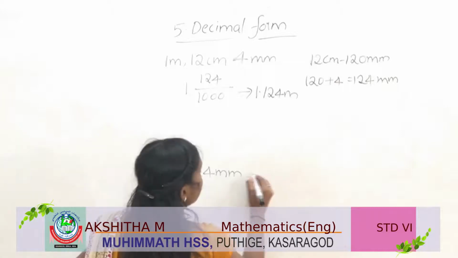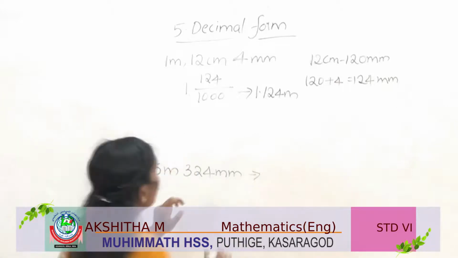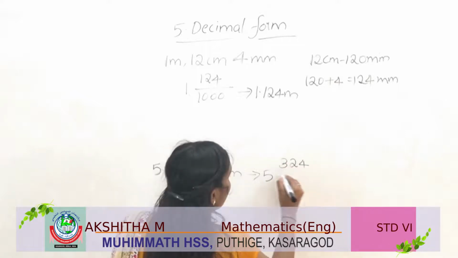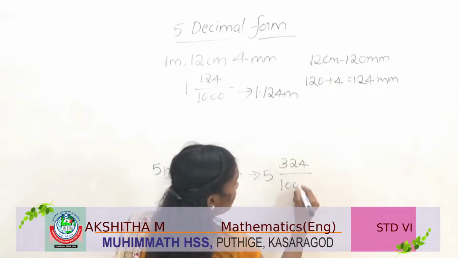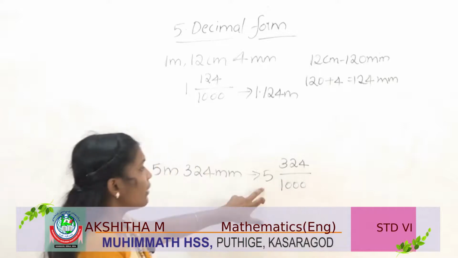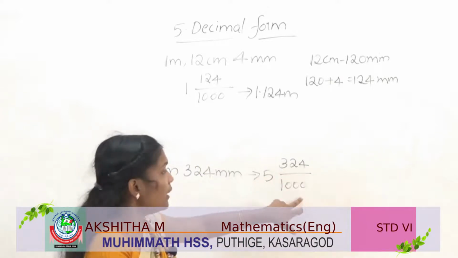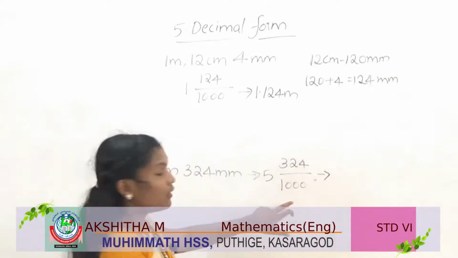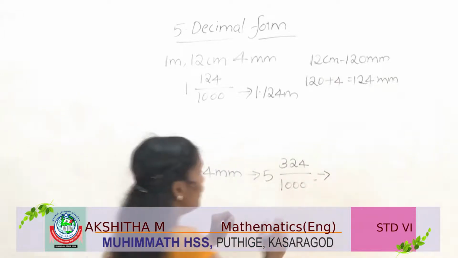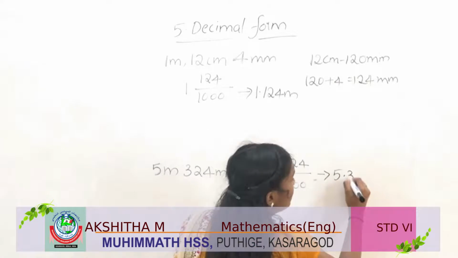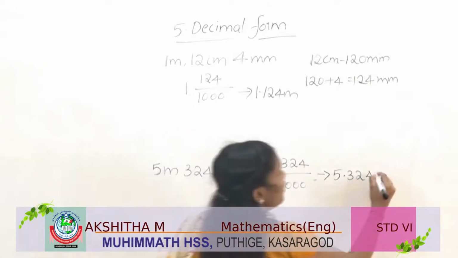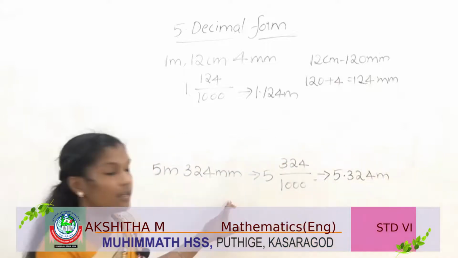How can we write this? 324 by 1000. So its decimal form 5.324 meter. Is it clear now?